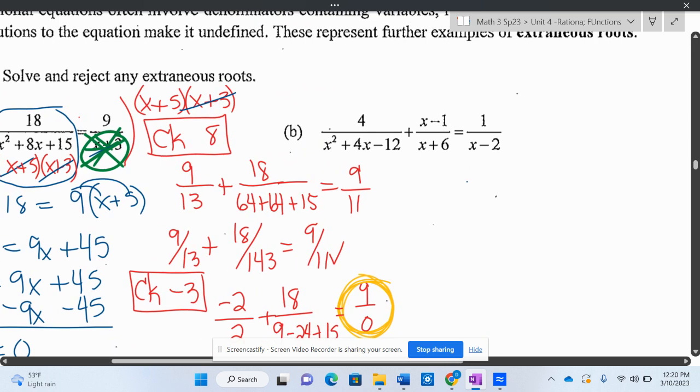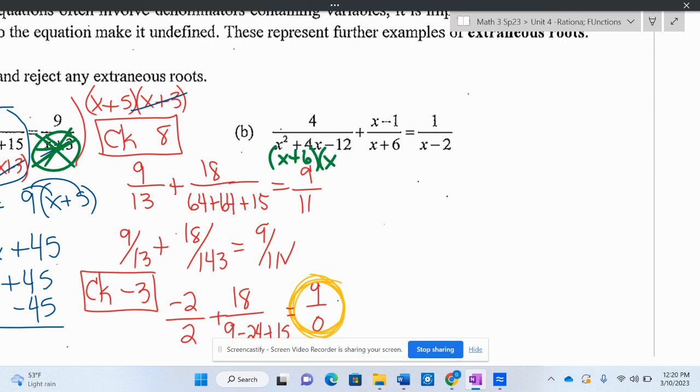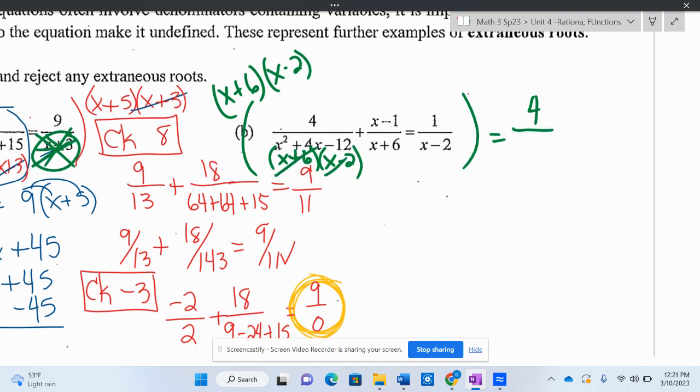Okay. So let's do this one quickly. I'm going to factor that bottom for you. This becomes x plus 6 and x minus 2. So I'm going to multiply both sides of this by x plus 6 times x minus 2. So what does that give me? Well, first of all, it just gives me a 4 because that first fraction, these cancel out. Plus the x over 6 cancels out.